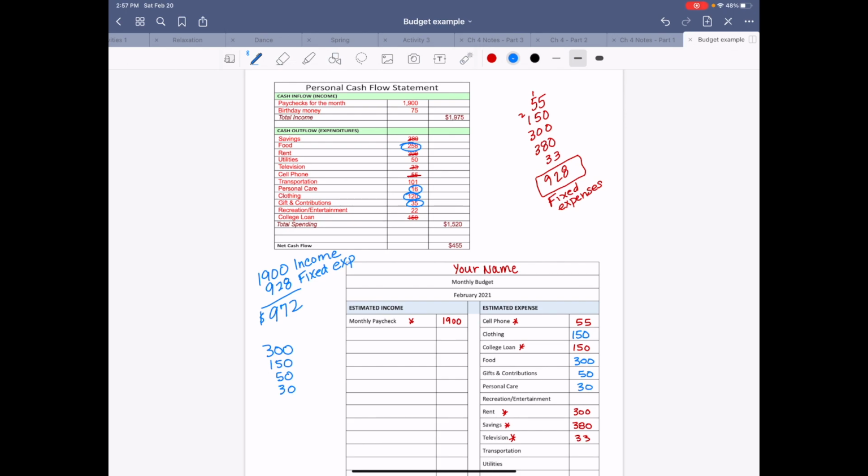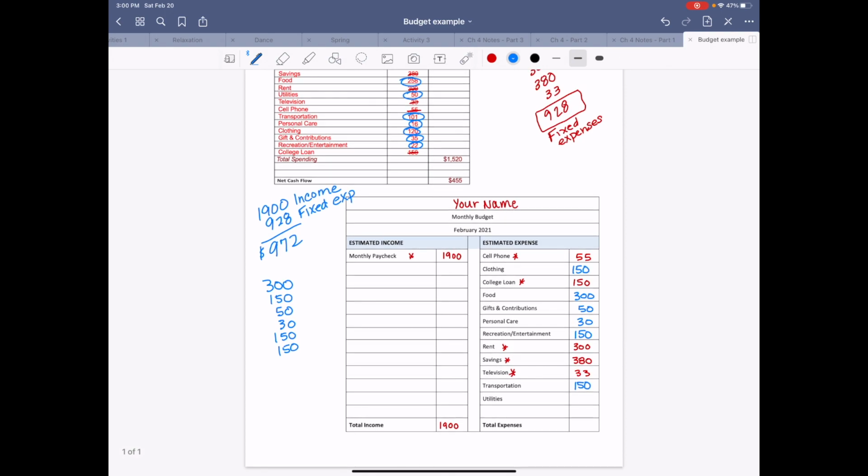And then recreation and entertainment, it was a pretty slow month. It was $22. I might want to have a little bit more in there because on the average, I probably am going to go on vacation. So I'm going to put $150 in there. And then transportation should be about right here. We have 101. I'll probably put another 150 in there. And then there are utilities, and you can see utilities is 50 up there. I'm going to allow $75.